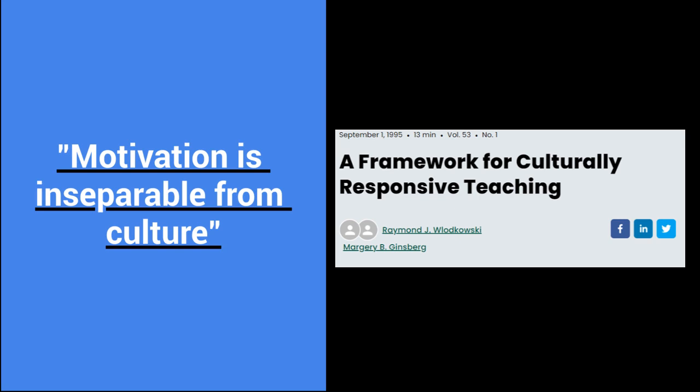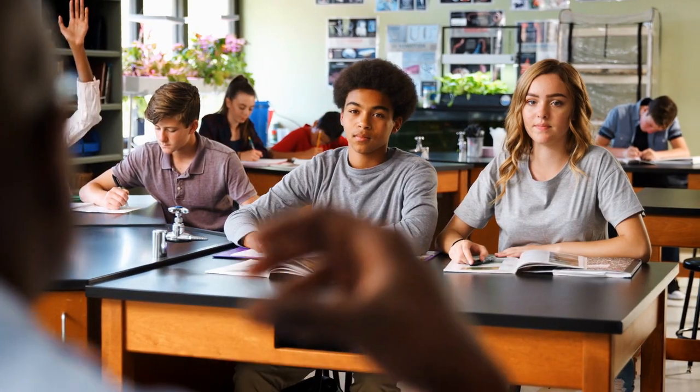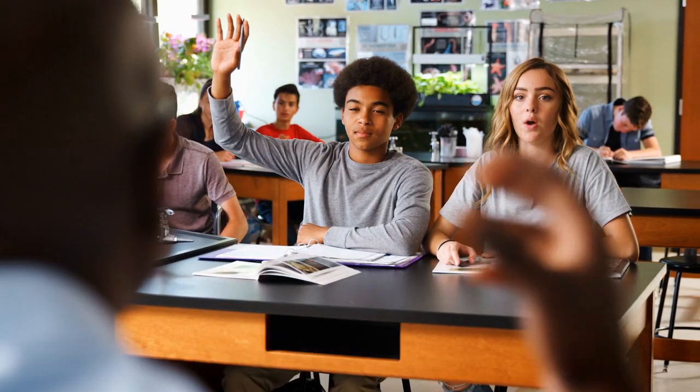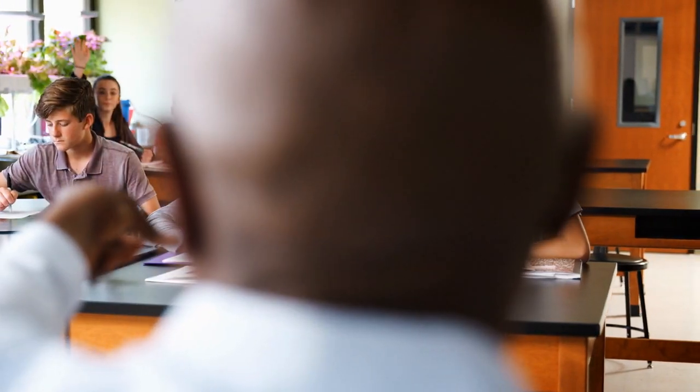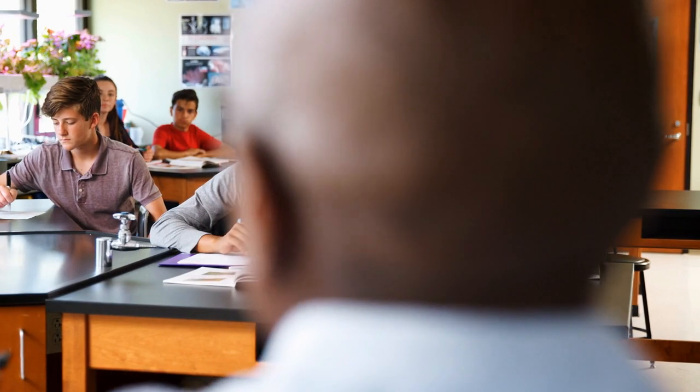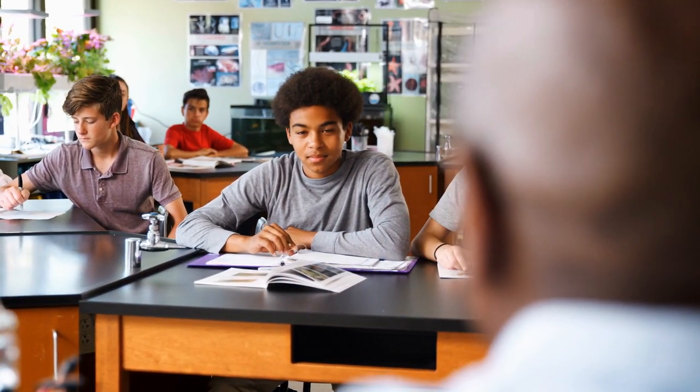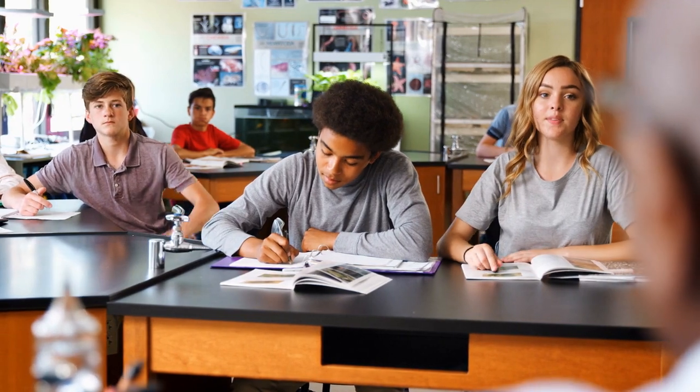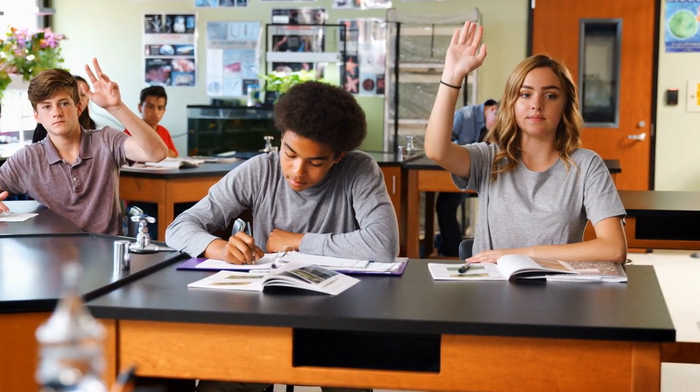It is important to include culturally responsive teaching practices because, as a framework for culturally responsive teaching by Ginsberg and Wlodkowski claims, motivation is inseparable from culture. When instructors provide students with culturally responsive education, the benefits are numerous. Students' understanding, confidence, and engagement can be increased, and yes, their motivation is directly related to how well represented they feel. Classrooms gain more equity and inclusivity as well, which is vital. So clearly, culturally responsive teaching is meaningful and important in education.